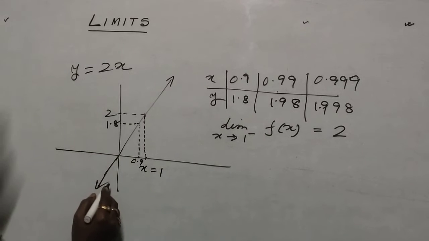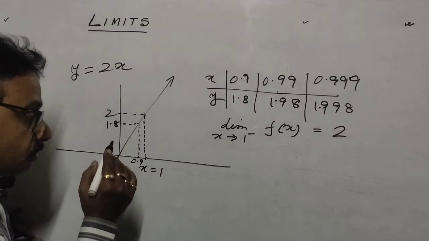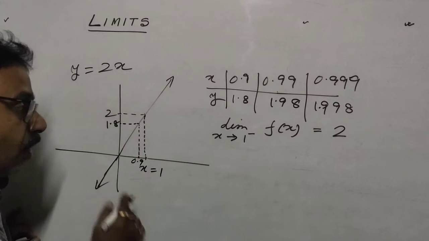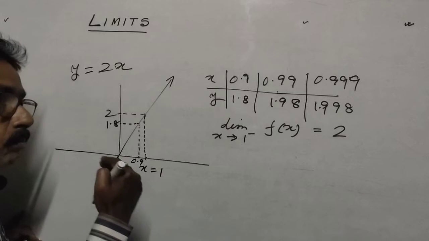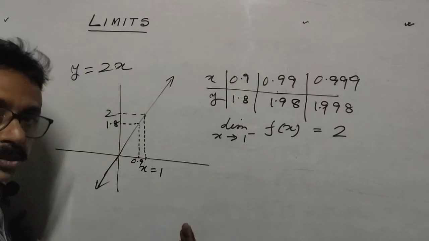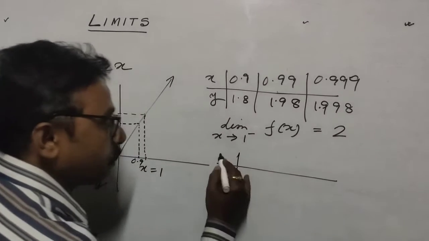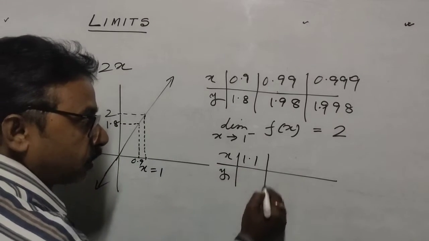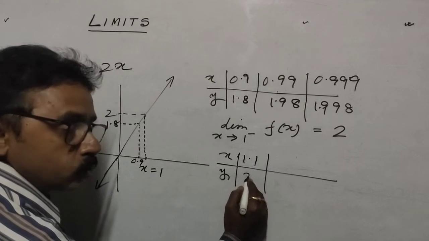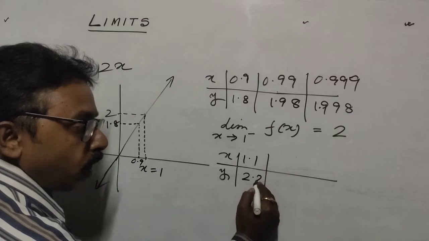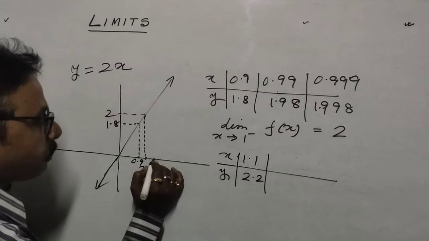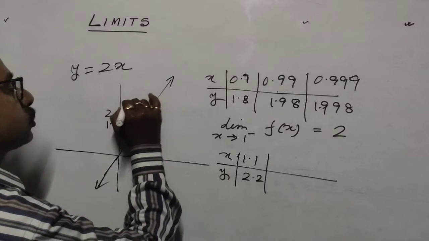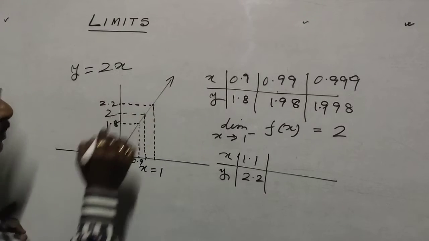So if we move now the values of x towards 1, but from the right hand side, then let us see how the functional value moves towards which particular point. For that, let me take x as suppose 1.1. If x is 1.1, then f(x) is coming 2 into 1.1, that means 2.2. So for this 1.1 I am getting the point 2.2.